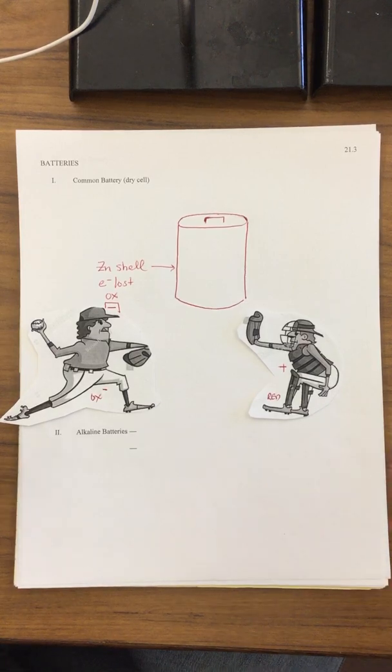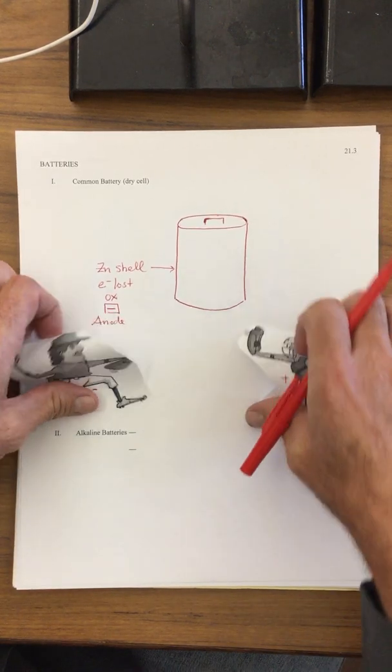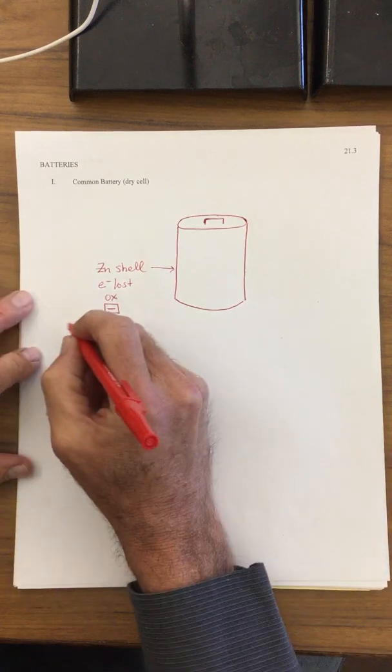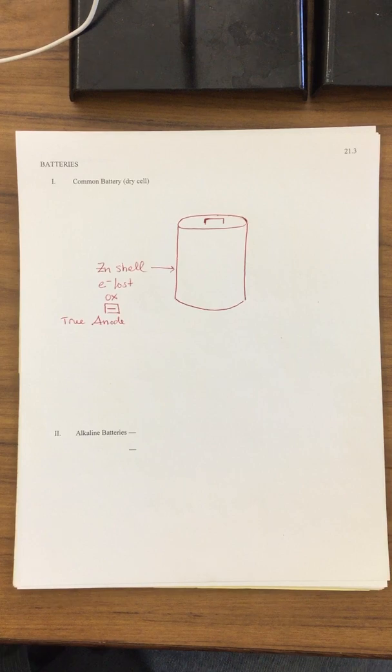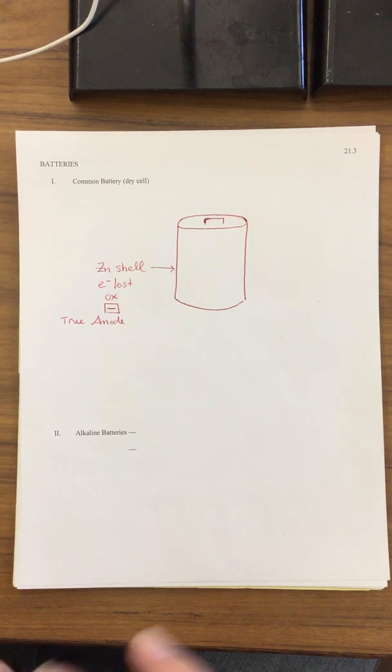So in chemistry, we have this anode, which is the true anode because it's the source of the electrons. However, Benjamin Franklin called that the positive end. And all of electricity, the whole concept of electrical wiring and the whole field of electricity, uses Benjamin Franklin's notation rather than the true chemical nature of this.